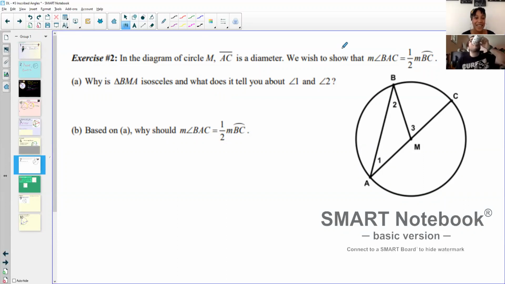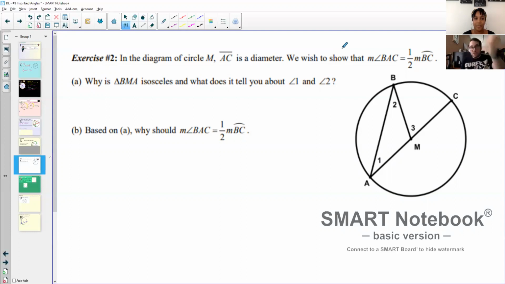In the diagram of circle M, AC is a diameter. We wish to show that the measure of angle BAC is half the measure of arc BC. What we're going to prove for you, without doing a two-column proof, is that the measure of the inscribed angle is half the measure of the arc. We're going to show you using stuff that you've seen before. This is where you'll be writing down a lot, but in order to get there, we have to look at things we already know.